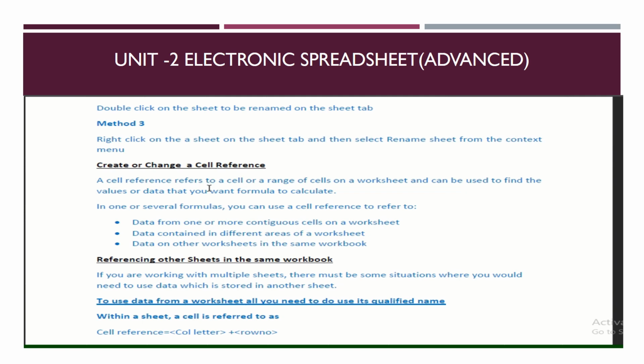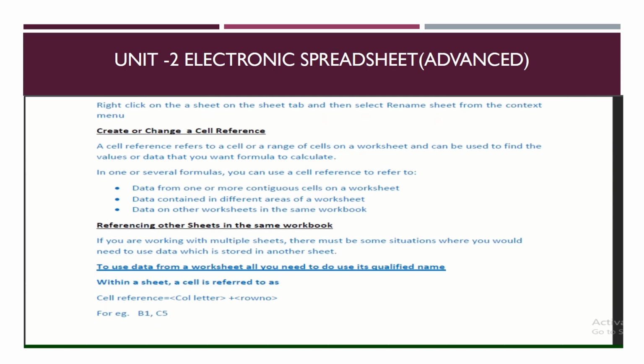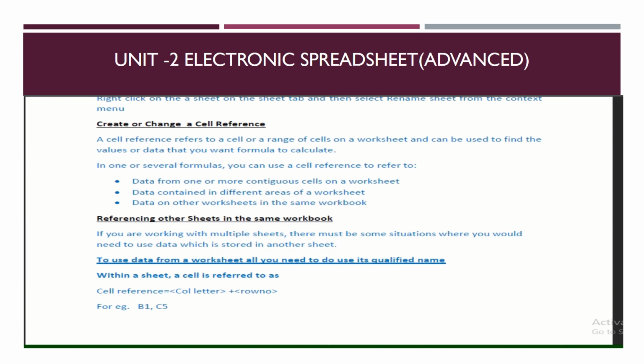So you have to learn this definition, and then how you can use a cell reference in all the ways listed here, right? So there are 3 ways where you can use a cell reference. Then referencing other sheets in the same workbook, and another one is referencing other sheets in different workbooks. So students, this is the first topic, referencing other sheets in the same workbook. All data which is marked in blue color under this, that is the answer for this one.